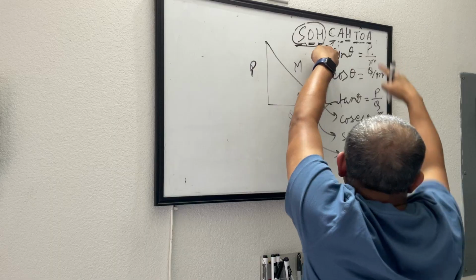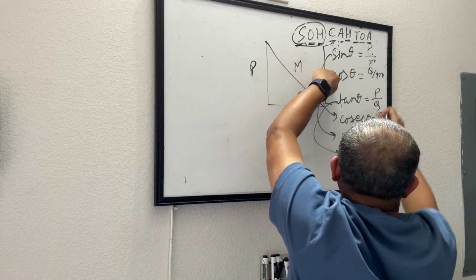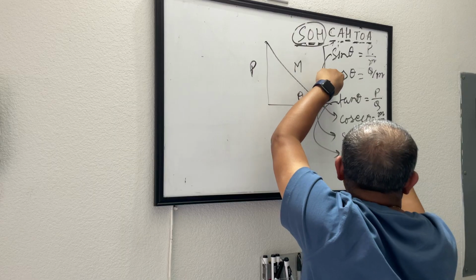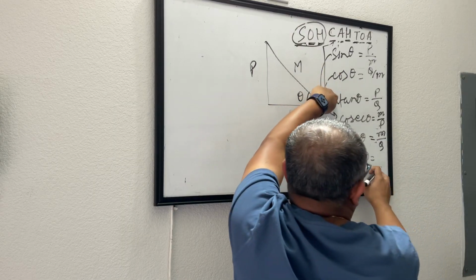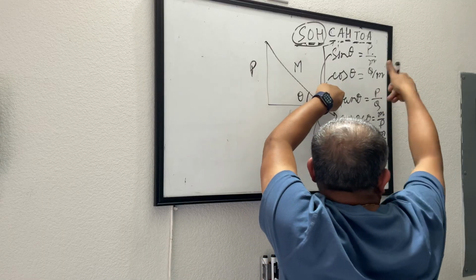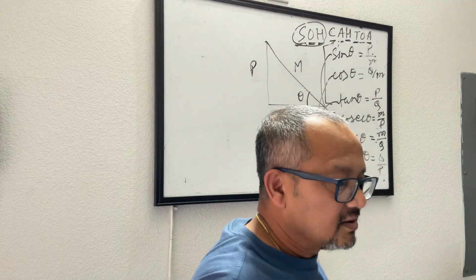Cosec will be the reverse of sine. So it's P by M, it will become M by P. Sec is the reverse of cosine. So it's Q by M, it will become M by Q. Cot is the reverse of tan, Q by P. Yep. Is that okay?